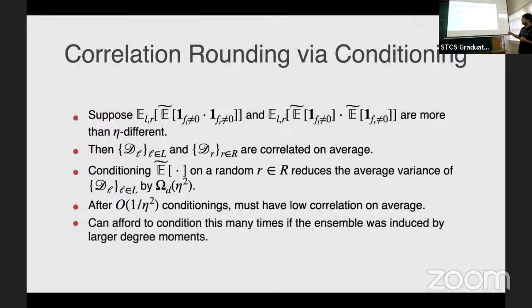As long as my degree was large enough. So the ensemble was induced by much larger degree moments. By much larger, I mean how many times I have to condition, basically. Then I can afford to condition this. Just like a true distribution, I can afford to condition it n times. If I have the ensemble being induced by larger degree moments, I can afford to condition it many times. But it's still constant, so I'm okay with that. This eta will be epsilon square finally in that one. So that explains the n to the 1 over epsilon to the 4th n.